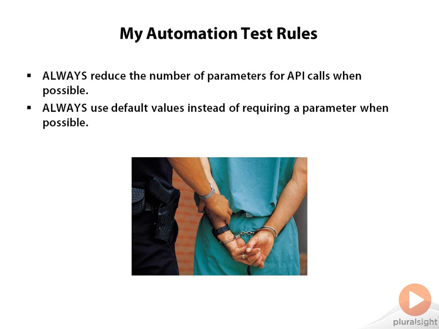Now the next rule is that you should always try to reduce the number of parameters for API calls. And this just makes sense because the fewer parameters that are in an API call, the less complex that call is going to be, the easier it's going to be to understand. We always want to use default values instead of requiring a parameter when possible.